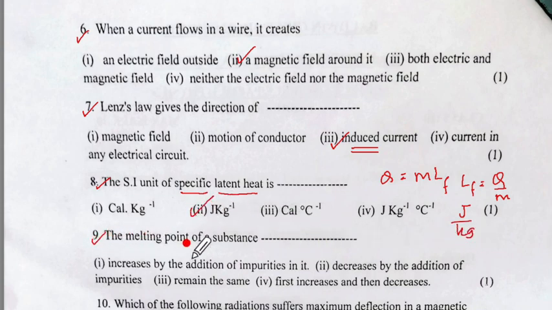Ninth MCQ. The melting point of a substance increases by addition of impurities? No. Melting point decreases with addition of impurities. What does this say? Decreases with addition of impurities? Yes. It does not remain the same definitely, and first increases then decreases. This is also irrelevant. So correct option is second one.